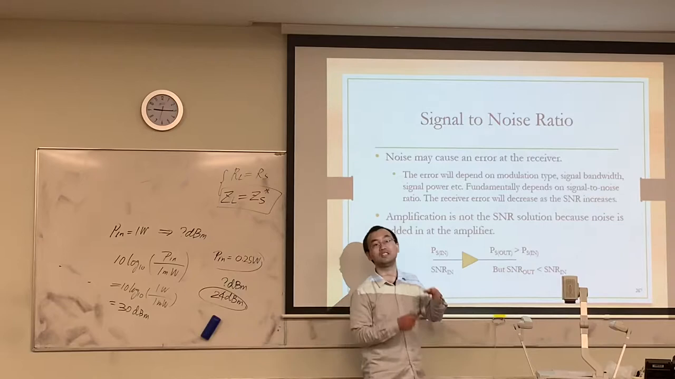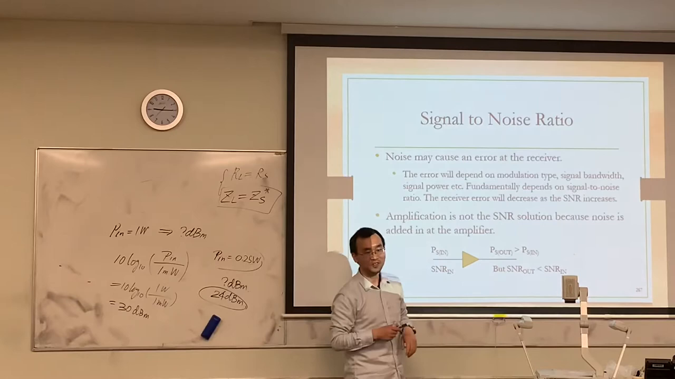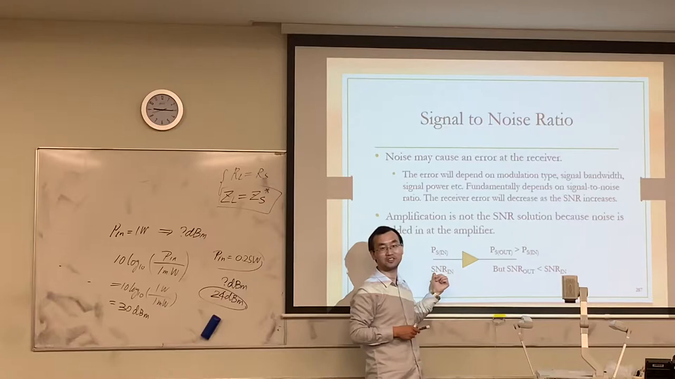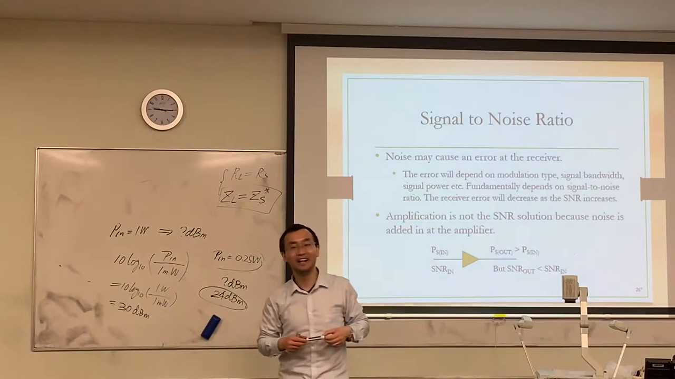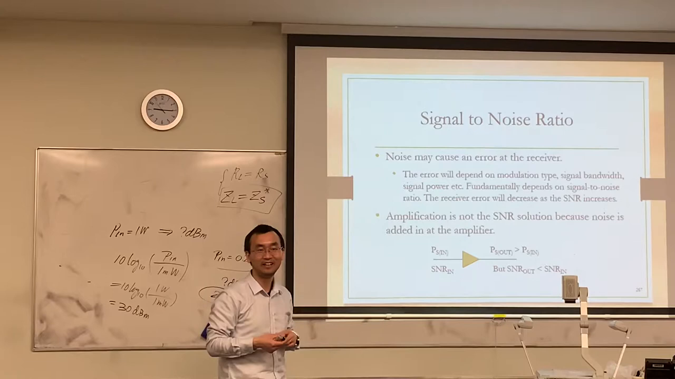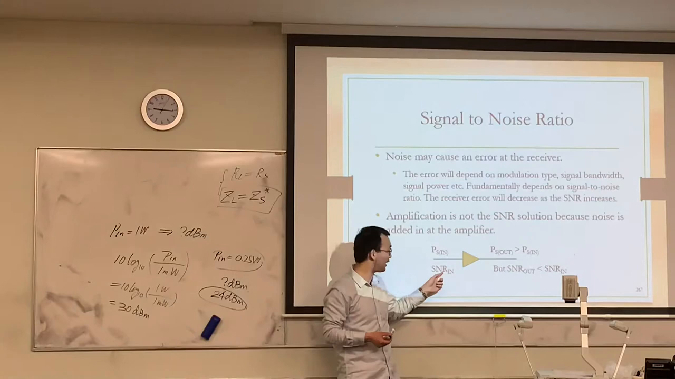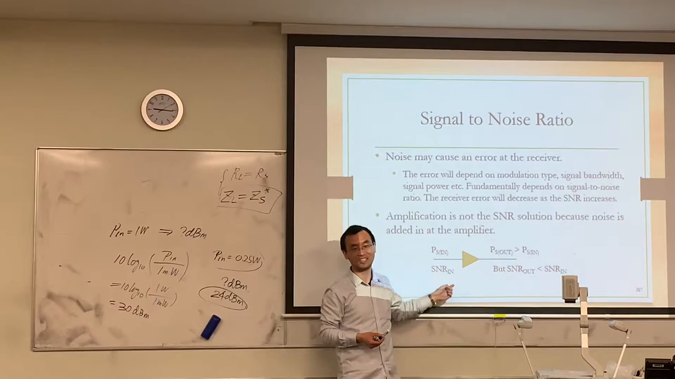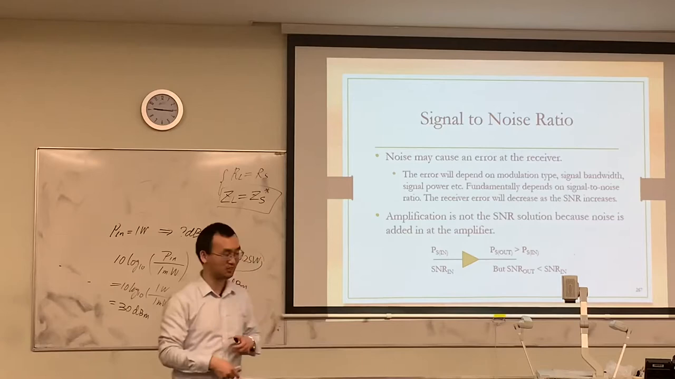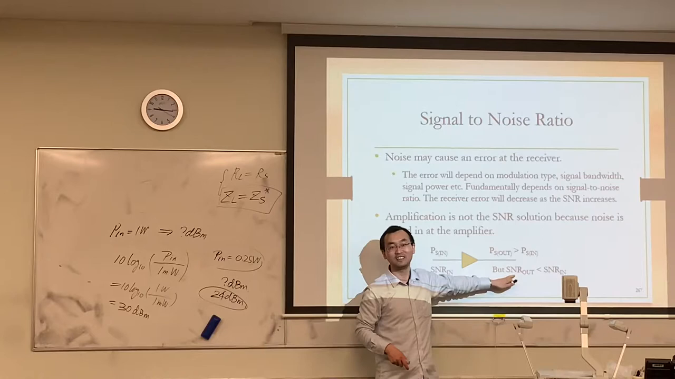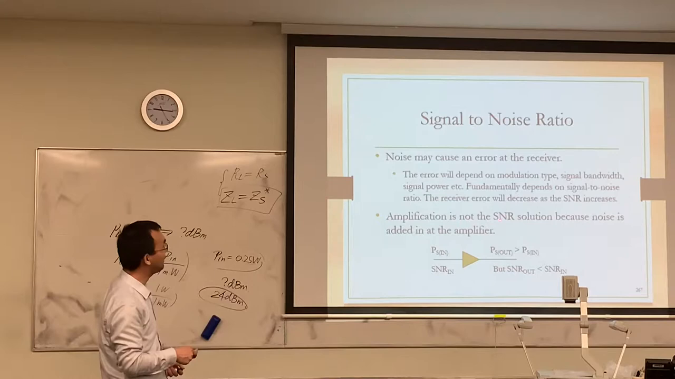Because this one is the power amplifier, you amplify the signal. Now the issue is the signal to noise ratio is actually smaller than the input signal to noise ratio. Why? During this process, you not only amplify the signal, you also amplify the power of the noise. In addition to that, you introduce extra noise. You amplify the signal, you amplify the noise, then you introduce extra noise. So that's why the signal to noise ratio is worse now. So the amplification is not the SNR resolution.